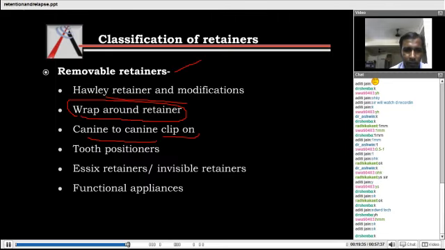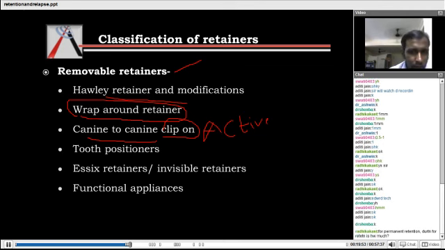It's called a clip-on retainer. It is a fixed retainer. It is also an active retainer. So it's removable but it's an active retainer. Okay? It is the active retainer but it's removable, because it will try to align the teeth. Clear, everybody following me?